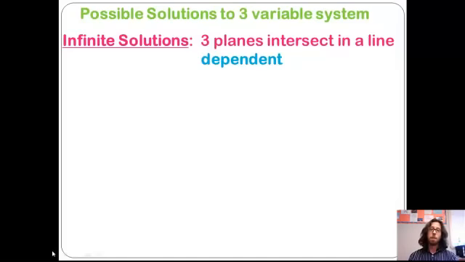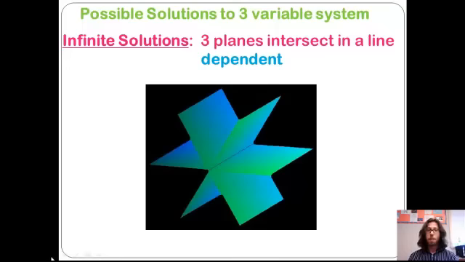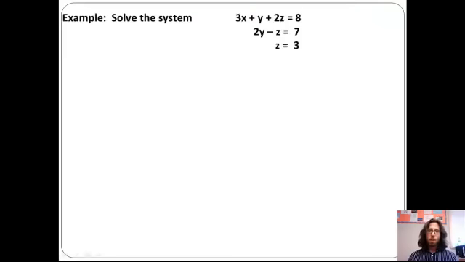Or there could be an infinite number of solutions. That would be when all three of them intersect at a line, because obviously these planes extend out infinitely. So this line where they intersect will actually extend out infinitely as well. So those are all the different ways we could look at it.